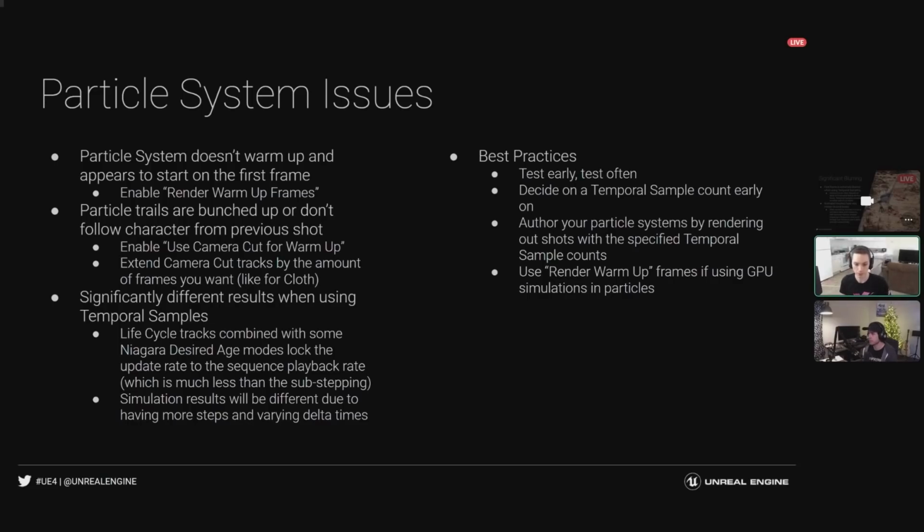You're going to test your particle systems early with temporal sampling. Try and decide on temporal sample count early on, and author your particle systems by rendering out the shots with the specified temporal sample counts. It's not a great workflow right now. It's something that we're looking to improve, but that's how you can work around it in the meantime.